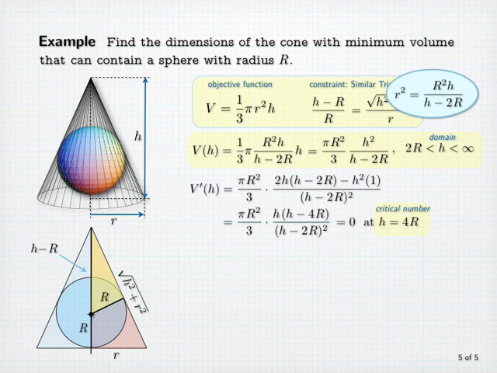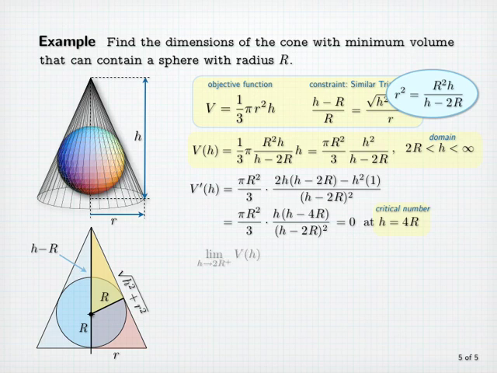Now let's justify the claim that V attains a minimum value at this critical number as follows. First, let's note that V of h is a continuous function on the interval from 2r to infinity because it's a rational function of h whose denominator is never 0 on that interval.